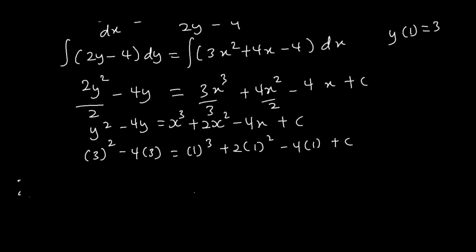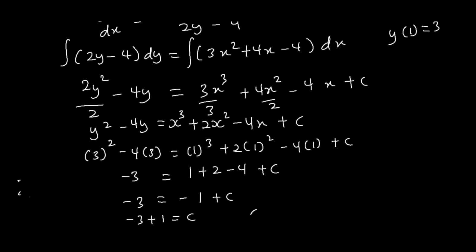So 3 squared minus 4 multiplying 3, that'll give me minus 3. Okay, this will be equal to 1 plus 2 minus 4 plus C. Right? That'll give me minus 3 equals minus 1 plus C. So we want to find C, so that was minus 3 plus 1 equals C.